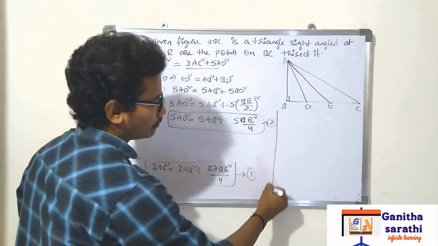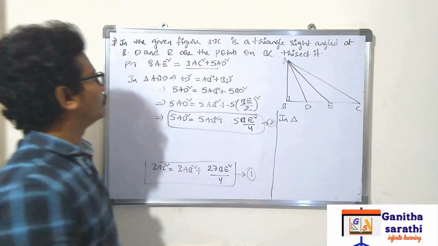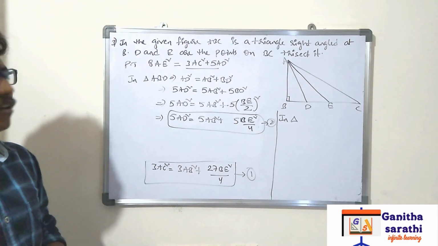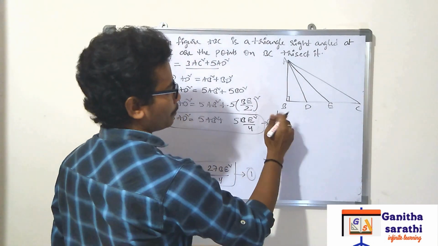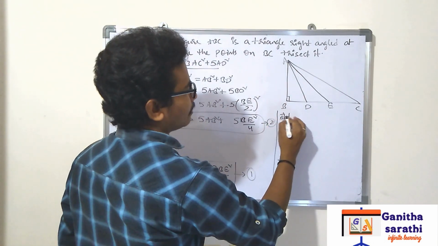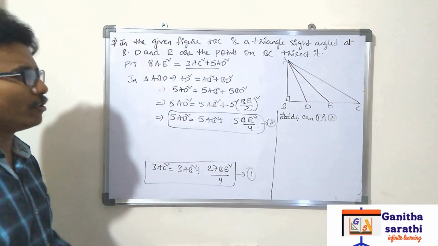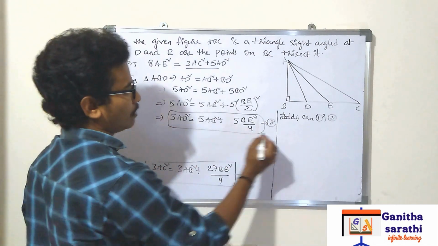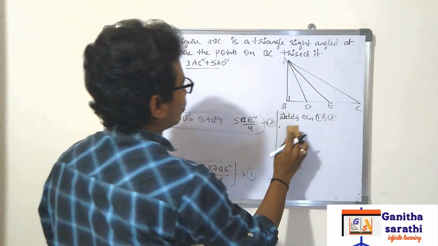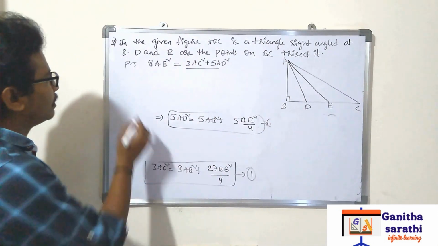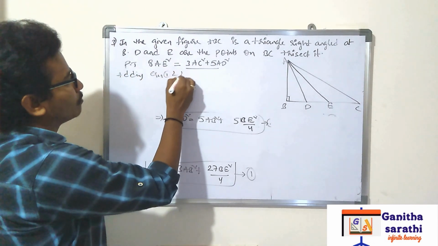Now see here. In triangle ABE... or else what you can do is add equation 1 and equation 2. That also you can do. Adding equation 1 and 2, what will you get? Equation 1 is this one. So I will write 5 AD square here so it will be clear for you. See here, adding equations 1 and 2.